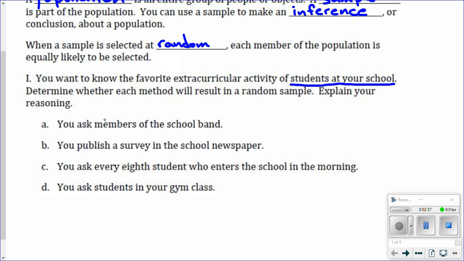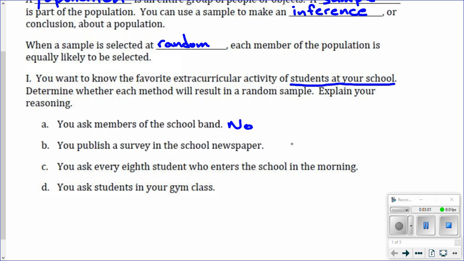So the first one says you ask members of the school band. Well, the answer is no, that is not a random sample because students that weren't in band didn't have a chance to be selected. So you've eliminated some people from being chosen. You publish a survey in the school newspaper. You could argue yes or no on this one.